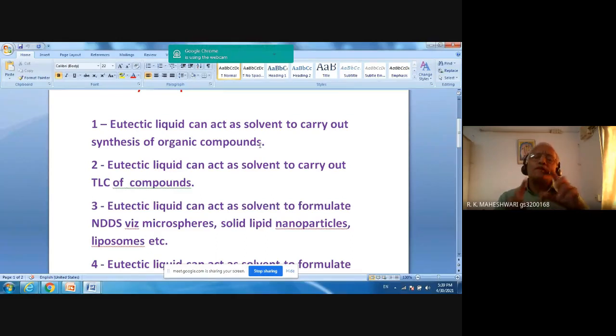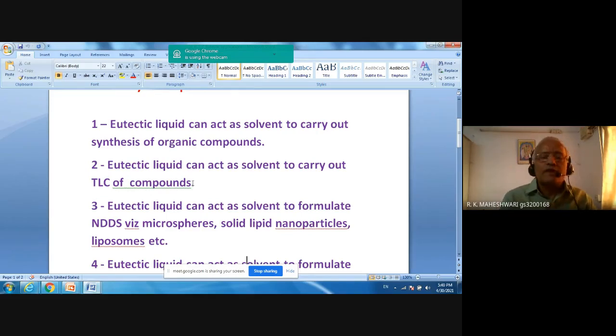Now, as I have explained, solids also possess solubilizing power. So when they make Eutectic liquid, the molecules of these solids come in liquid state, and then they can demonstrate their hydrogen bonding and weak van der Waals forces, and they can dissolve, or increase the solubility of substances. So after getting a Eutectic liquid, now it will behave as solvent. It will be a good solvent for some solutes and a bad solvent for other solutes, as you have seen so many times. Okay, Eutectic liquid can also act as solvent to carry out TLC of compounds.